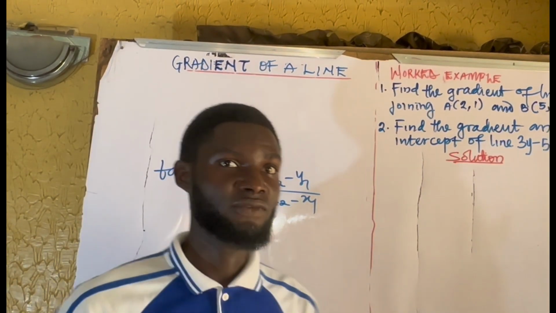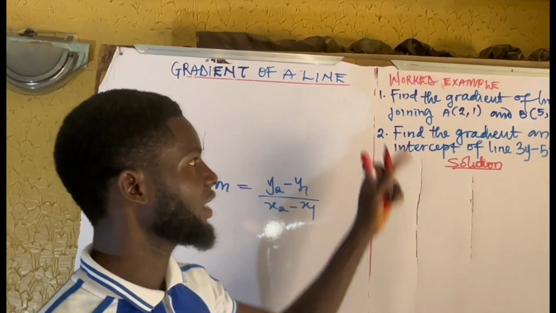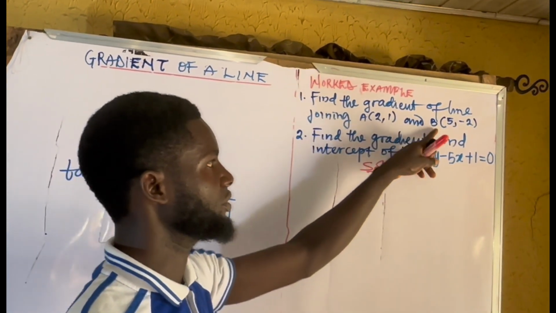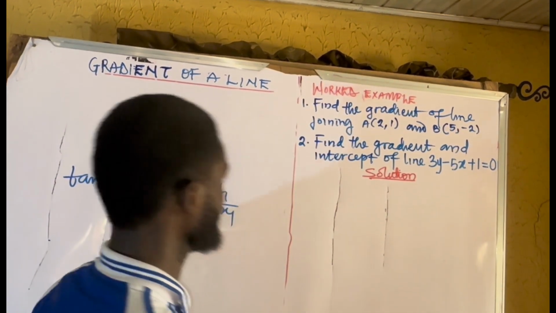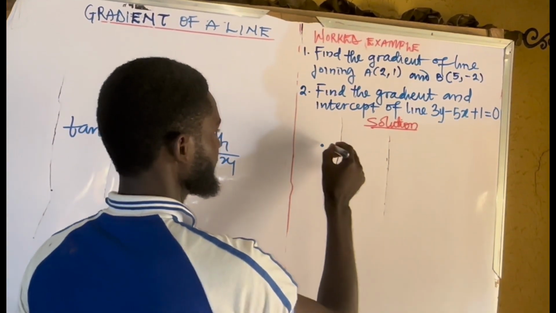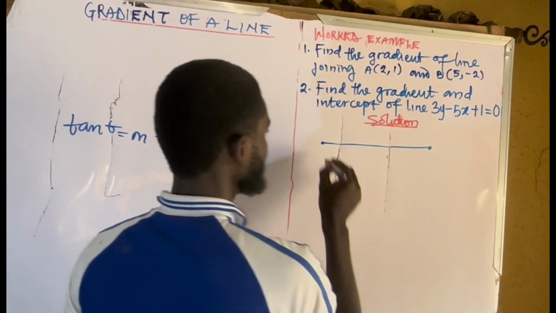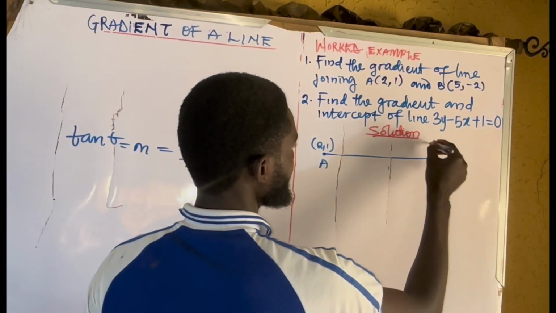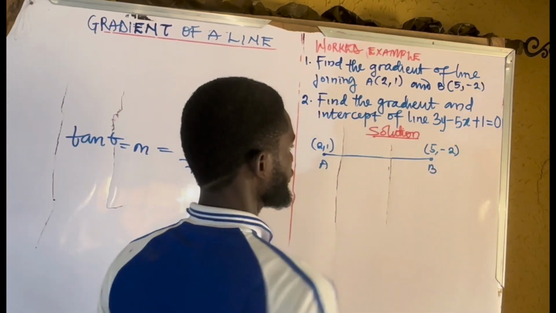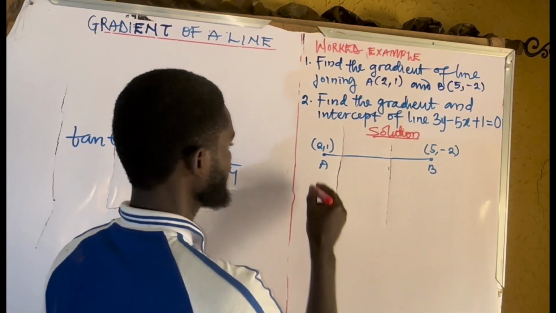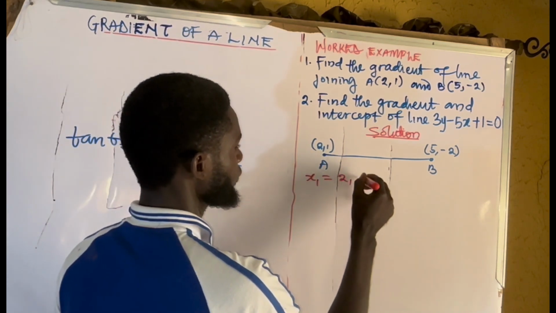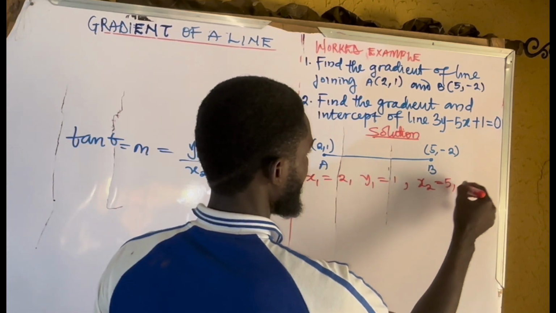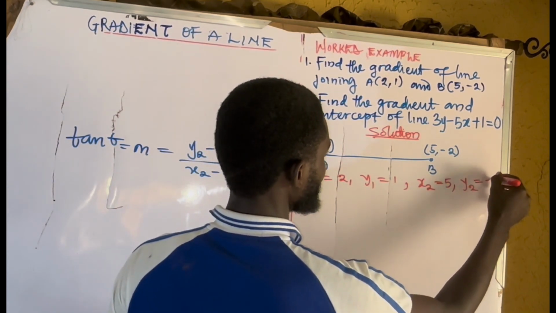So let's take the first example. We are to find the gradient of the line joining points A (2, 1) and B (5, -2). Here we can sketch the line joining the 2 points. So we have x1 equals 2, y1 equals 1, x2 equals 5, and y2 equals -2.